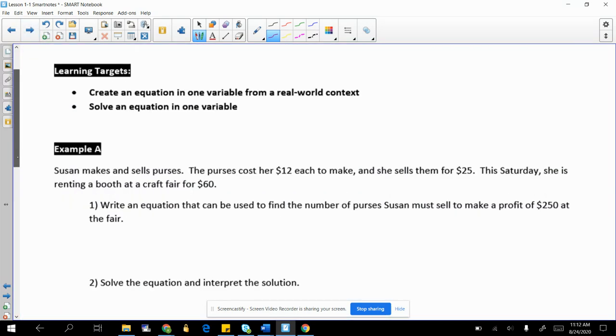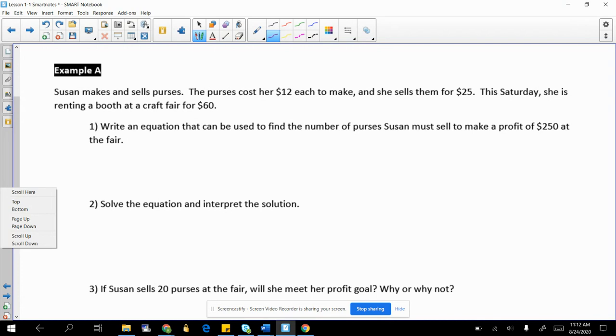So let's go ahead and get started with example A. Hopefully you are on the worksheet or you have it pulled up to see and can just follow along with me, okay? So it says here, Susan makes and sells purses. The purses cost her $12 each to make, and she sells them for $25. This Saturday, she is renting a booth at a craft fair for $60.